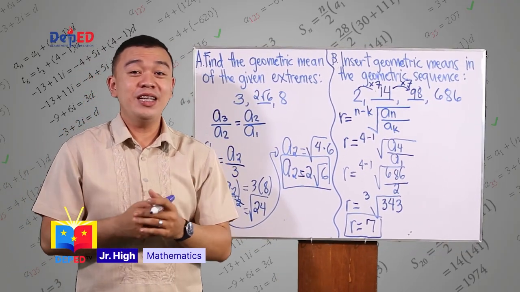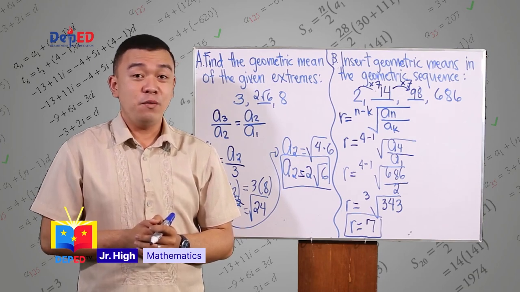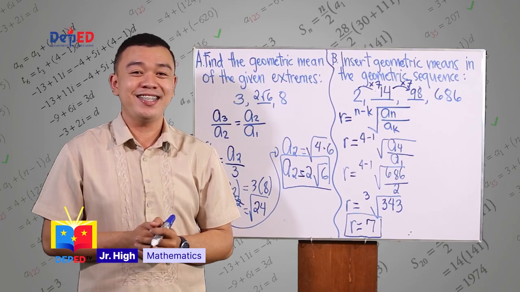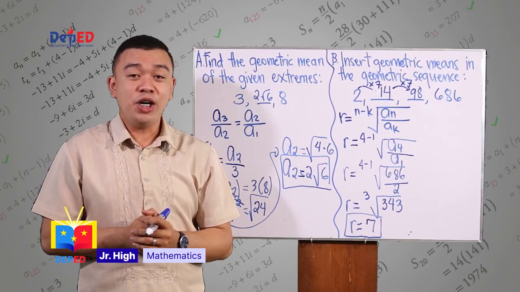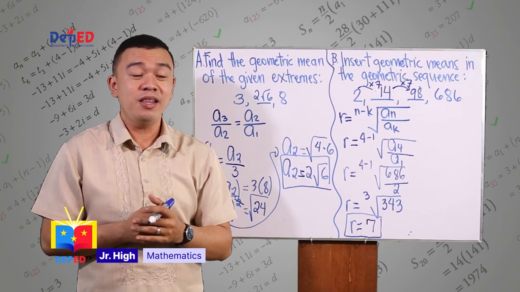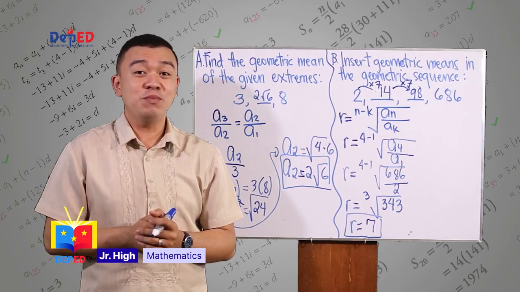To sum it up, in today's episode, you're able to familiarize yourself with the formula in finding terms of a geometric sequence. Also, you were able to find the nth term of a geometric sequence and determine the geometric mean or means of a geometric sequence.